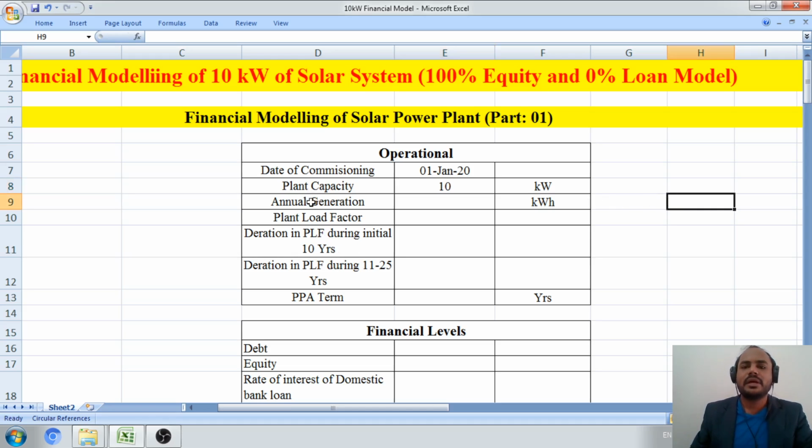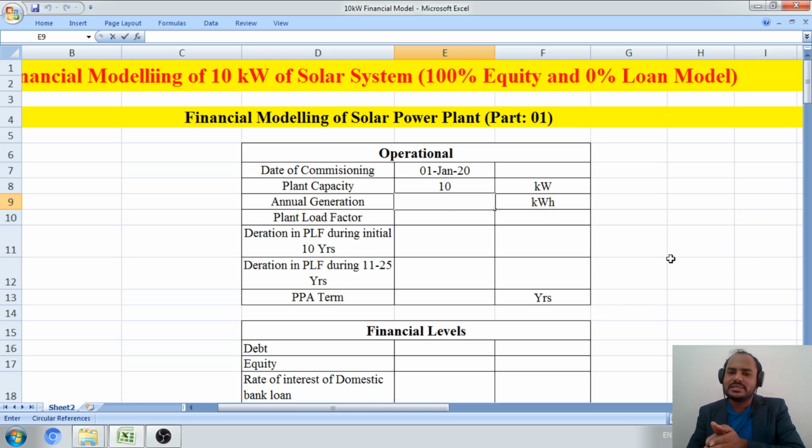Then the third parameter we're going to see here is the annual generation. Basically, for the annual generation, we are applying one thumb rule: 1 kilowatt of a solar installation produces 4 or 5 units per day. Just by applying the thumb rule, we're going to construct the logic for the annual generation of units in terms of kilowatt hour. So we're going to construct the formula over here.